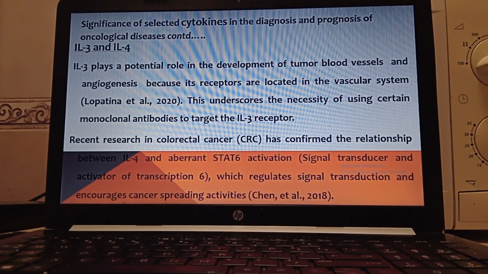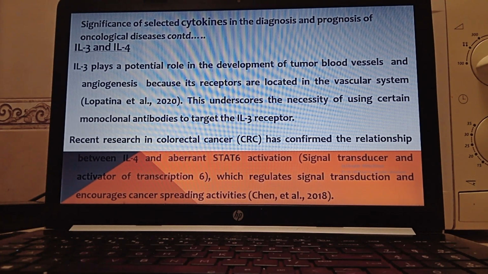So, interleukin 3 and interleukin 4. Interleukin 3 plays a potential role in the development of tumor blood vessels, thus angiogenesis. This is because its receptors are located in the vascular system. This underscores the necessity of using certain monoclonal antibodies to target the interleukin 3 receptor.